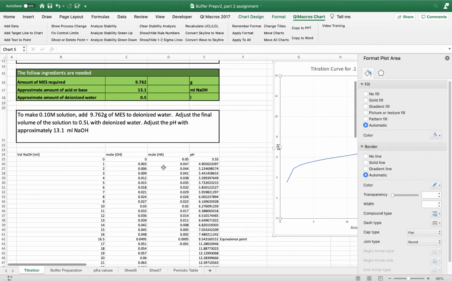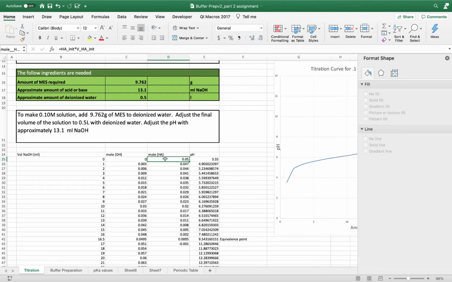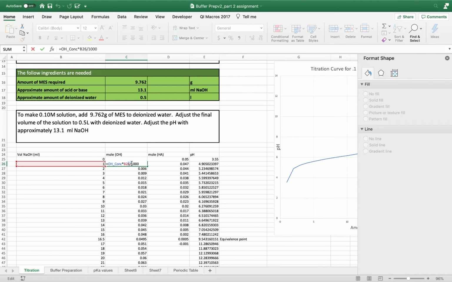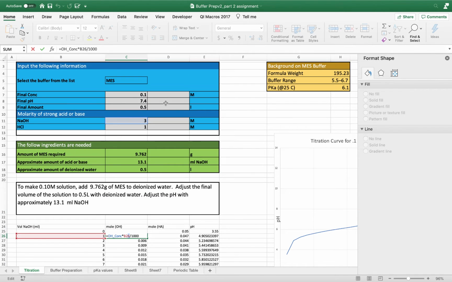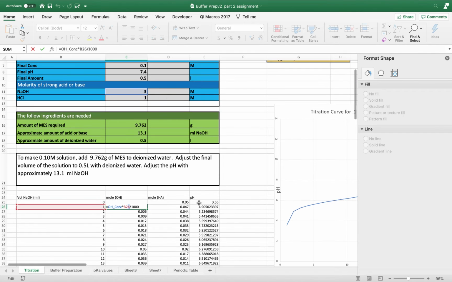When you look at my data, again, the power of labeling your fields is you can easily see your calculations. So my moles of NaOH are the initial times my volume. And here I have the moles of initial minus then my moles of OH. For my moles of OH, it's my concentration of OH. If I double click here, I can actually see which field I'm pulling from. You can see it's this concentration that I'm pulling from.